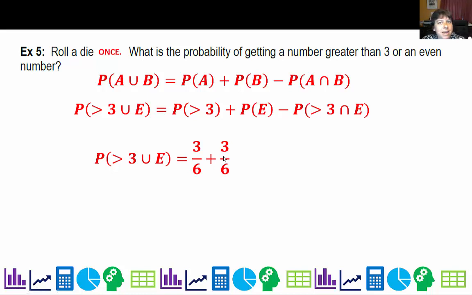Which ones did I say again for both of those? Well, that was the 4 and the 6. Both of those are not only even, they're also greater than 3. So I double counted them, and I have to subtract out that probability.